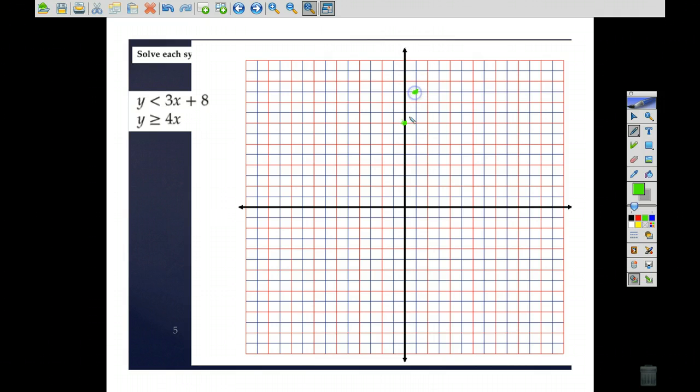Okay, and y is less than that. So it's a dashed line, and everything is less than, so it's here.